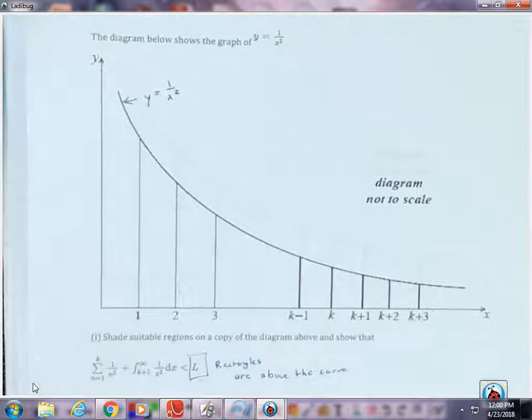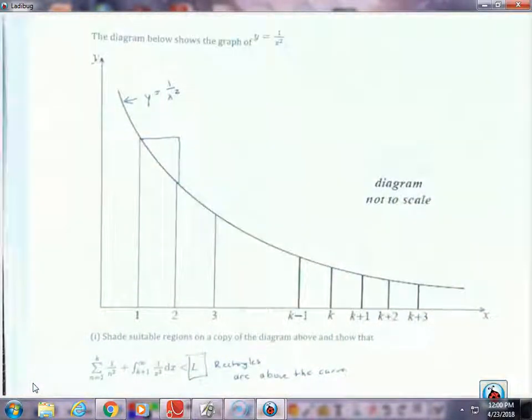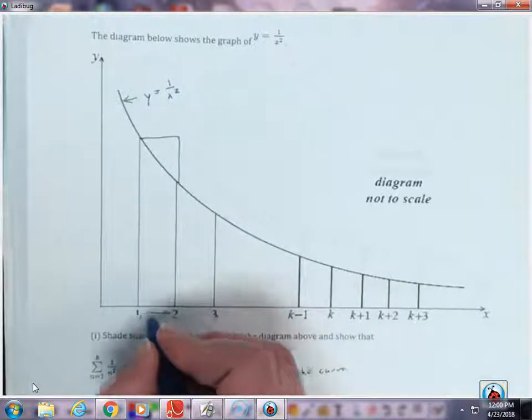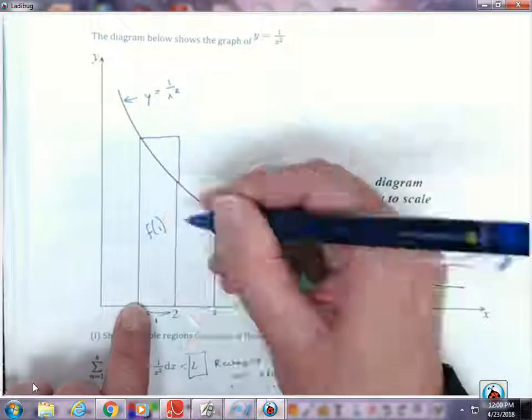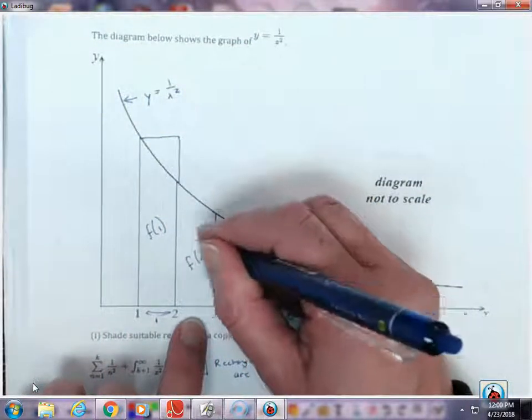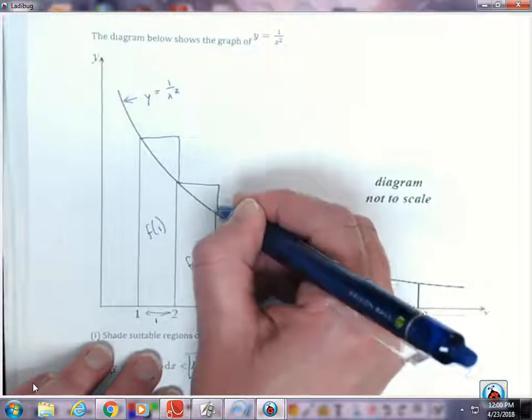Okay, so if you want to try to start setting this up, what you're going to do is draw rectangles that are above the curve. So let's just look at the first one. This is 1 wide, and the height would be f of 1. So the area of this is f of 1, f of 2. So there.